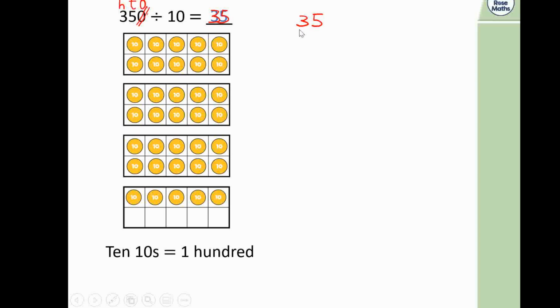Okay, so 35, we said, is the answer. Let me try a different one. This is what we'll be doing tomorrow. We'll be dividing by 100, but just to test out, because we said 350 divided by 10, there's 1 0 here and there's 1 here. So you just need to remove the 0 to get the answer. If you divide this by 100, what would be the answer?